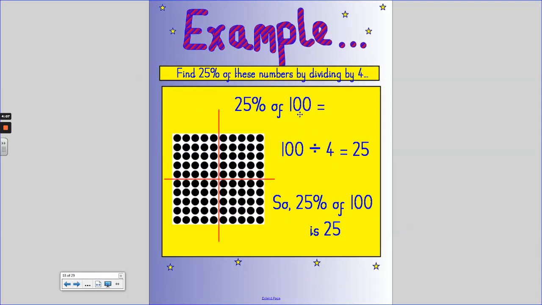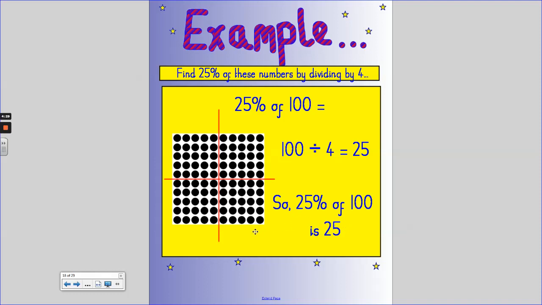So here is our example. Again, we're going to use the number 100. So we are going to be finding 25% of 100. To do this then, we take the 100 and we divide by 4. So 100 divided by 4 equals 25. So we know that 25% of 100 is 25.